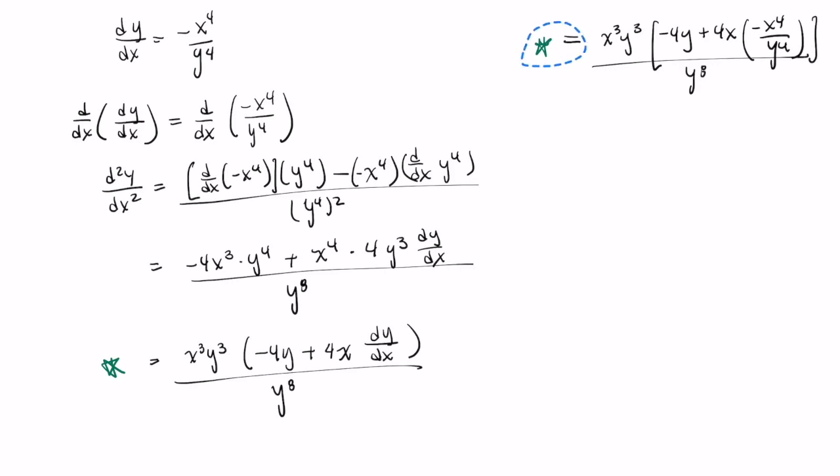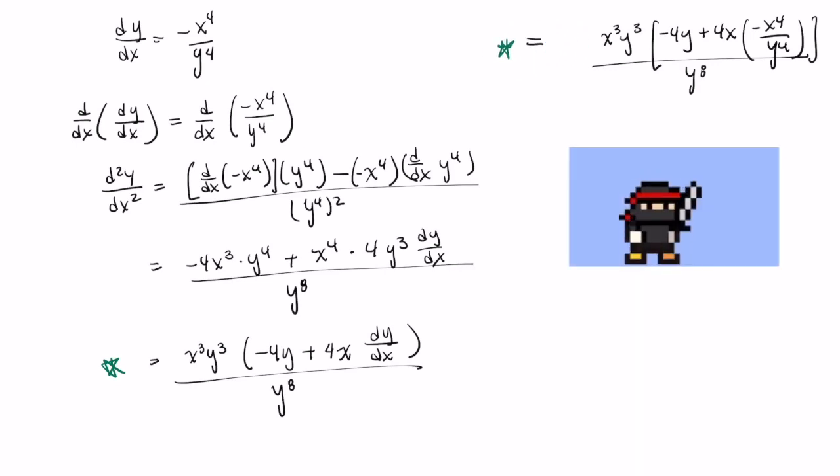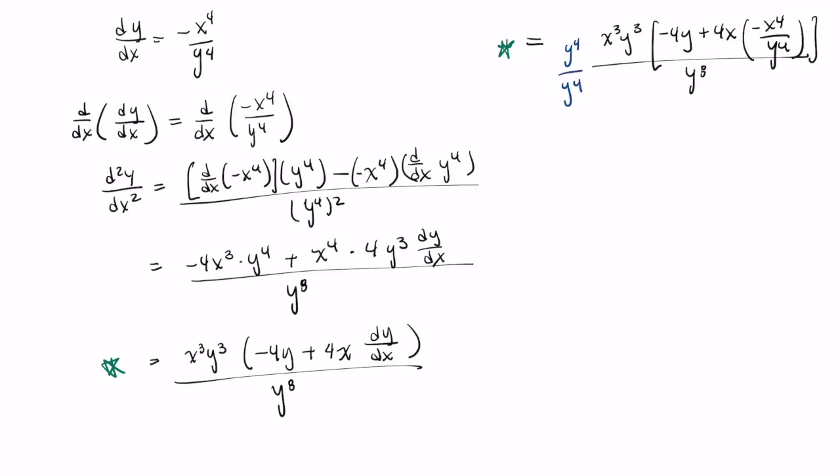So it's time for a little ninja algebra here. And what I mean is, let's multiply the numerator and the denominator by y to the fourth over y to the fourth so we can get rid of this denominator here. And that leaves us with negative 4 times y to the fifth minus 4 times x to the fifth. And this is divided by y to the 12th power.